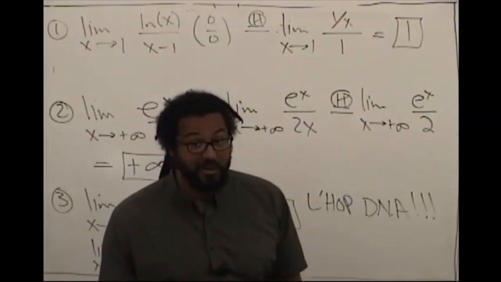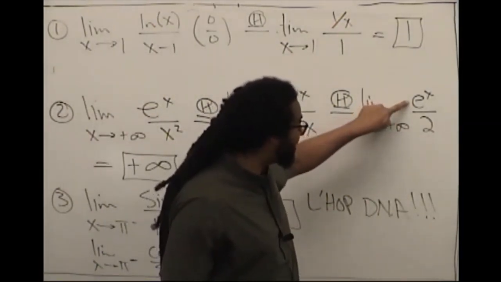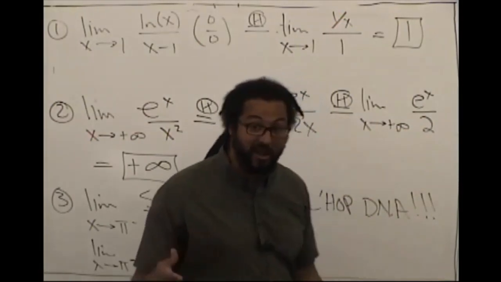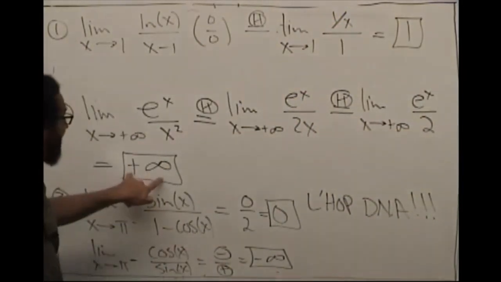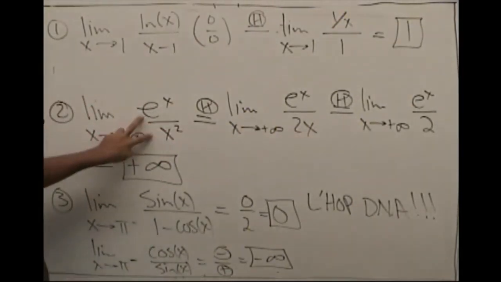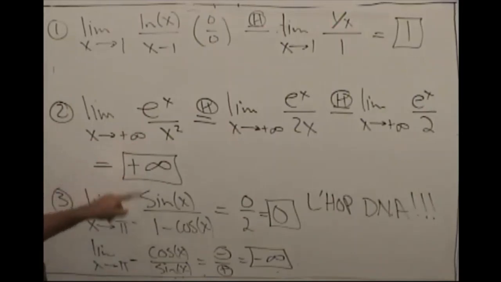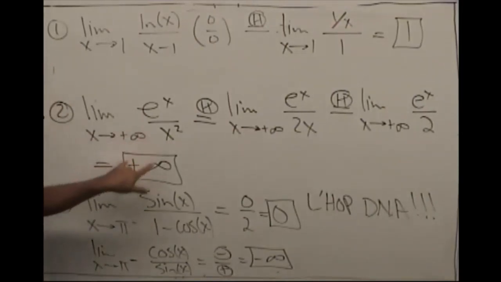That's not one of the indeterminate forms. But we know as e to the x gets large, dividing that by 2 still gets large. And so positive infinity would be a good final answer. So we know that this graph just goes off to positive infinity for its end behavior, right? So in this case, there wouldn't be a horizontal asymptote.